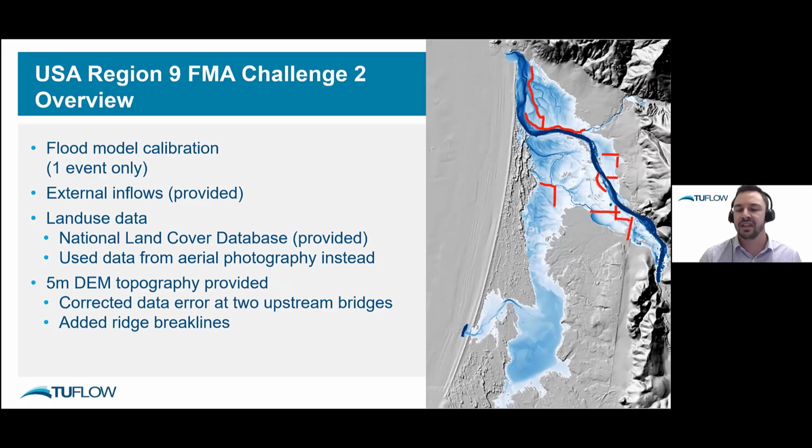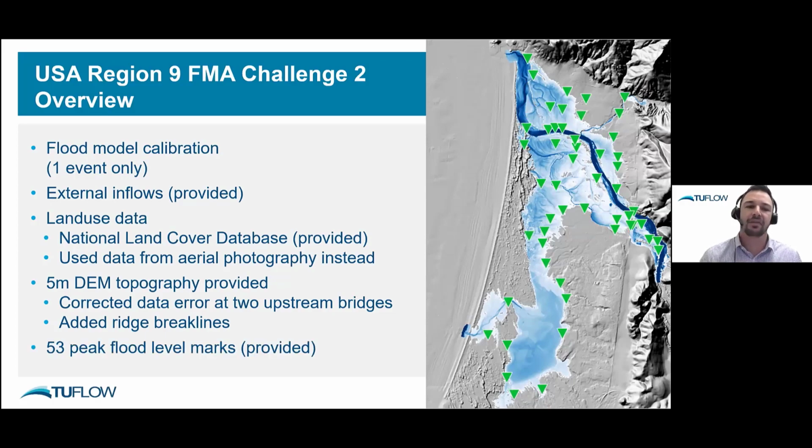There were some issues in that, so we actually had to, like I said, correct for that bridge opening and also embed some ridge break lines just to get a good calibration. But I'll go into that in a second. They also provided 53 peak flood level marks, so we could test the performance of our simulation.